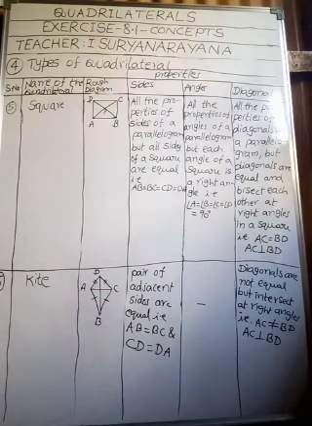Okay, my children, please remember these properties of different types of quadrilaterals. These are very useful in solving the problems in exercise 8.1. Okay, my children, these are the concepts of exercise 8.1. In the next class we start the problems in exercise 8.1. Okay, my children, right.